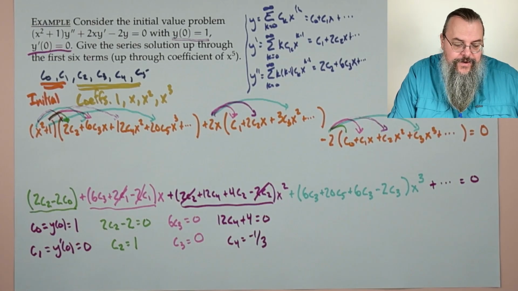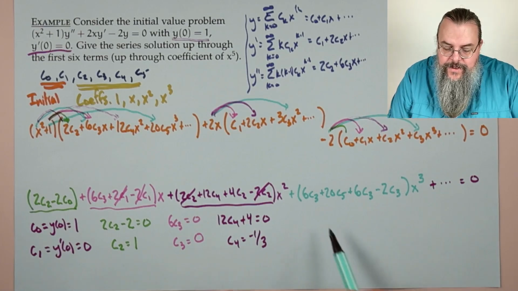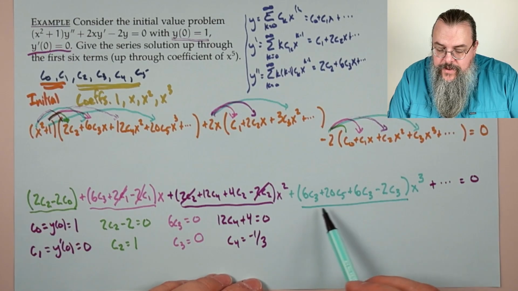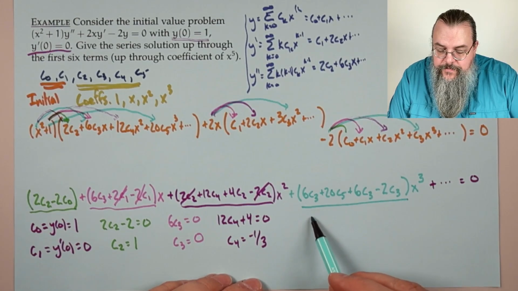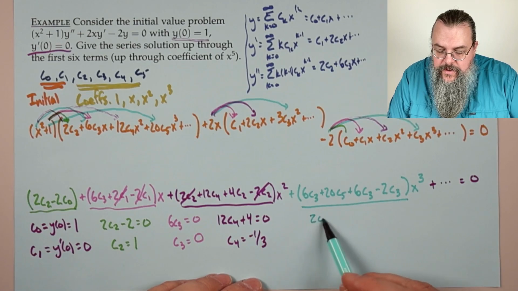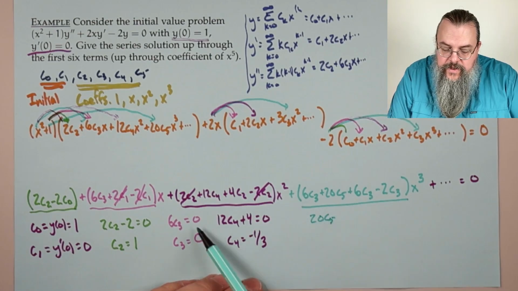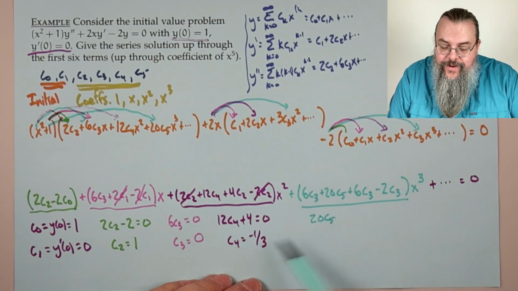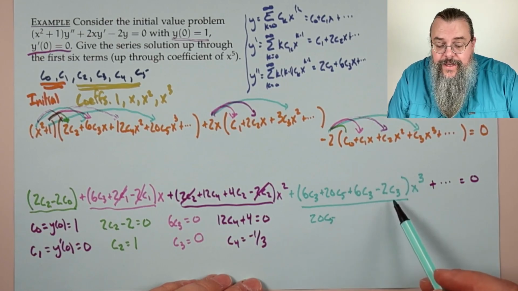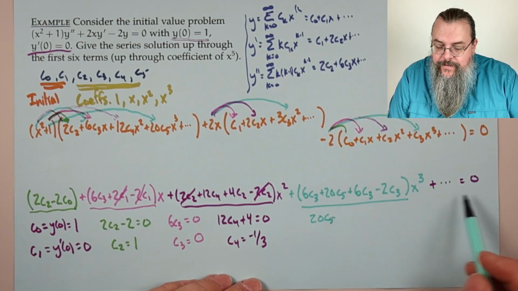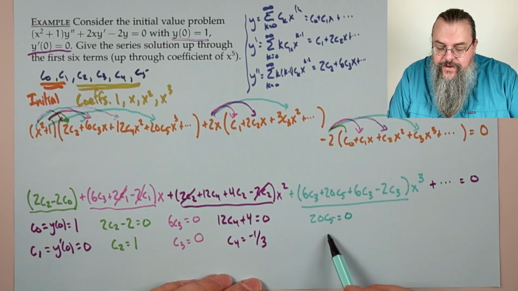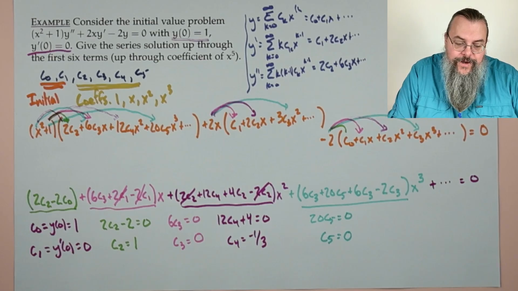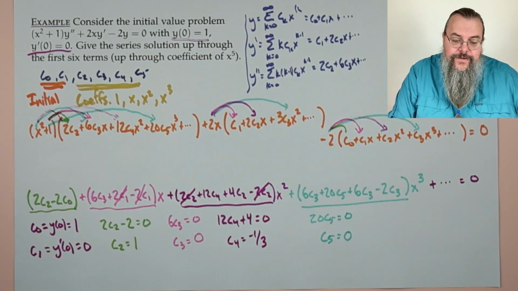Okay, and now our next one. Well, what do we see? We get 20C5, and then we get 6C3 minus 2C3, but because the C3s are all 0, those are going to go away. So that just becomes 20C5. Again, that equals 0. And so, lo and behold, C5 is 0. And now we found all our coefficients.